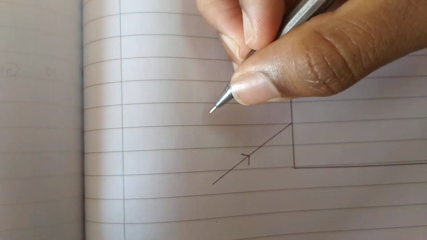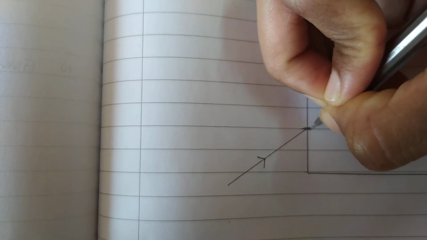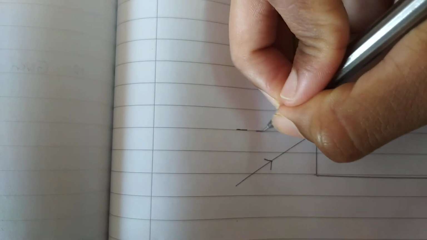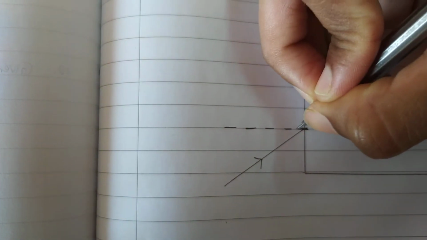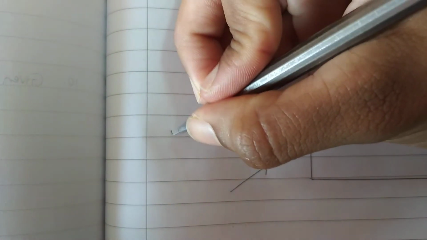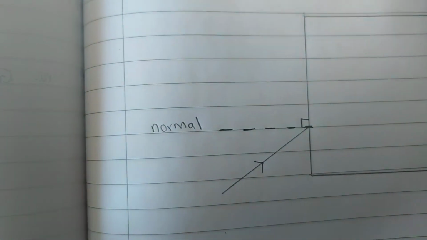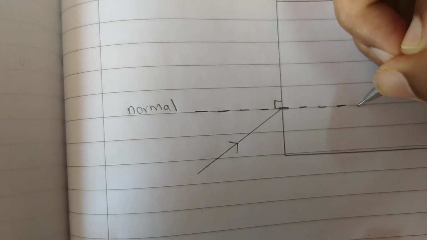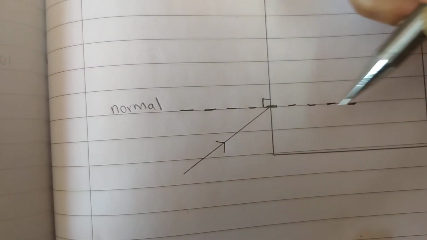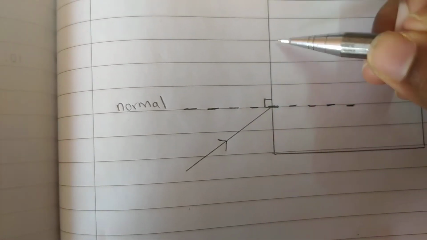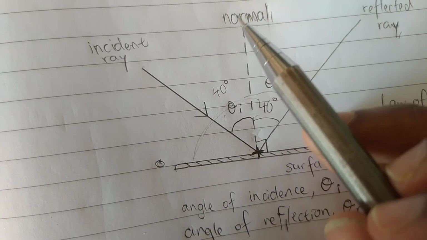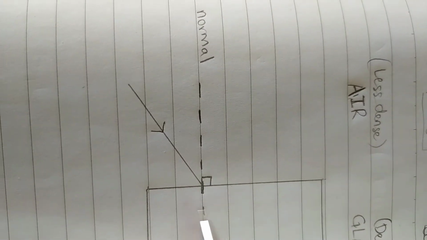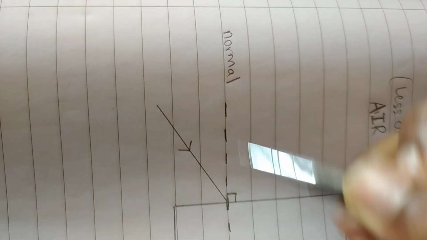So the first thing you must draw is your normal line again. Since it's hitting this point, my normal line is 90 degrees to this surface. This is my first normal line. But this normal line will continue down. This whole thing is my normal line, because if you see this surface, it's just like this, where this is the surface and this is 90 degrees to it. So this is your surface and this is your normal.